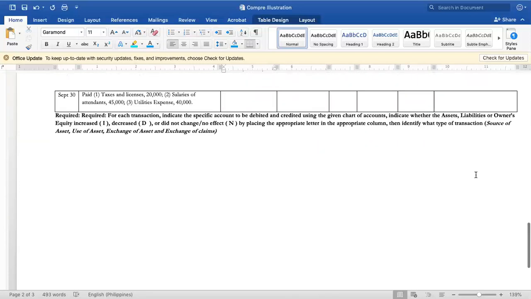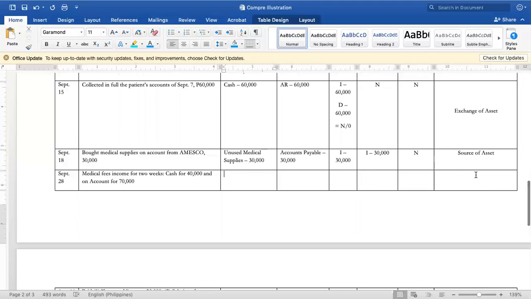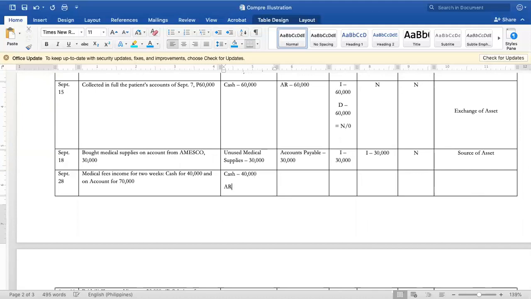Next, second to the last. Medical fees income for 2 weeks, cash for 40,000 and on account for 70,000. So again, we rendered our services and 40,000 nakadawat tag cash and nagpautang na po sa customer worth 70,000. Therefore, upon rendering the services, we receive what? Cash, 40,000. At the same time, accounts receivable kay nagpautang ta, 70,000. Therefore, on the credit, since we render the service, that's medical fees income. Total, that is 110,000.